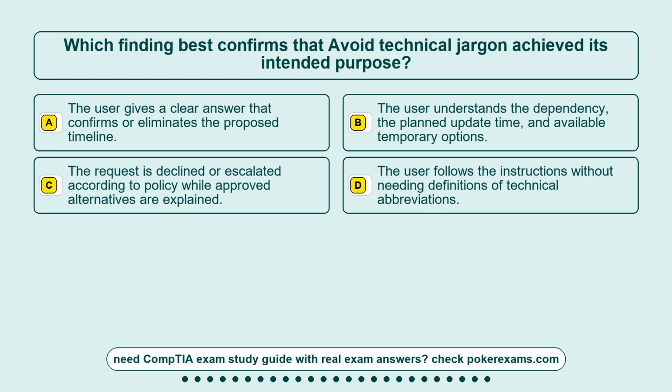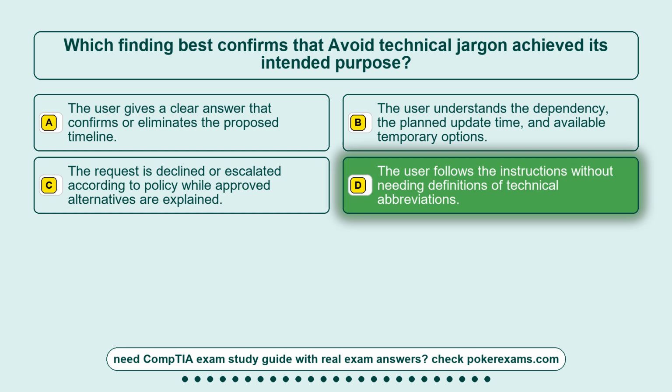Question 11. Which finding best confirms that avoid technical jargon achieved its intended purpose? Option A. The user gives a clear answer that confirms or eliminates the proposed timeline. Option B. The user understands the dependency, the planned update time, and available temporary options. Option C. The request is declined or escalated according to policy while approved alternatives are explained. Option D. The user follows the instructions without needing definitions of technical abbreviations. The correct answer is option D.